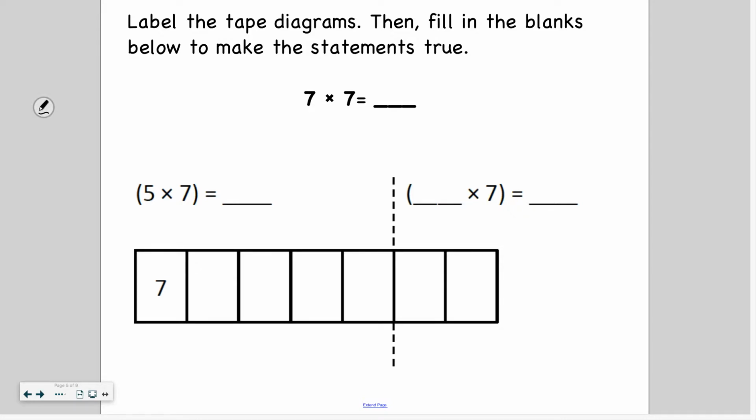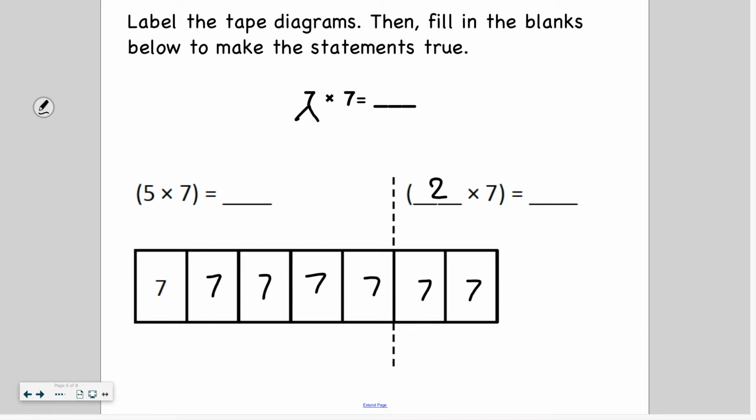So I have 7 times 7, and I'm breaking apart one of the 7s, because they're both 7, to be friendlier numbers. So notice that I keep the second 7, but the first 7 has been split to be 5 and something else. If I look at my tape diagram, I have 1, 2, 3, 4, 5, 6, 7 groups, and they each have 7. That's why that first number says 7. So 7 groups of 7, that's 7 times 7. And they split it to be 5 groups of 7 on the left side, and that means I have 2 groups left over on this side. So that's 5 times 7 and 2 times 7 instead of doing 7 times 7.